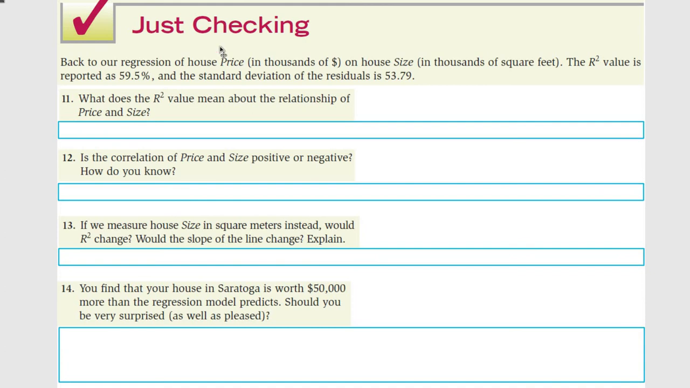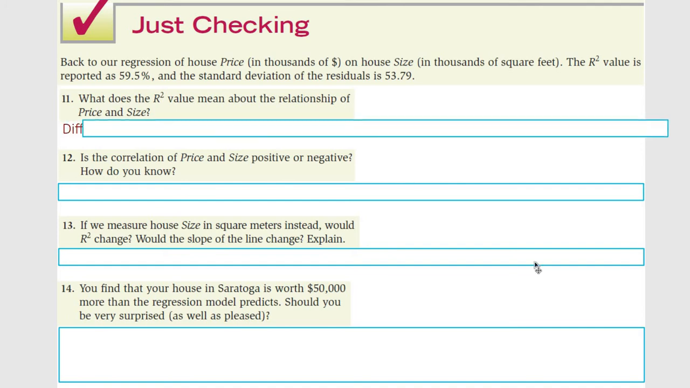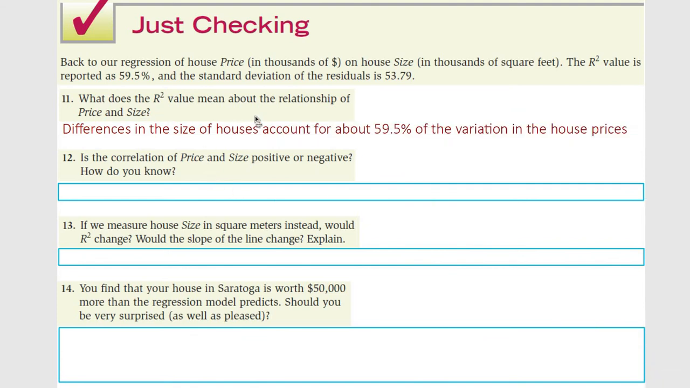So back to our Just Checking. Price versus size. The R squared value is reported as 59.5%, and the standard deviation of the residuals is 53.79. Great. What does the R squared value mean about the relationship of price and size? The difference in size of houses accounts for about 59.5% of the variation in the house prices. So the differences in X account for R squared percent of the variation in Y.